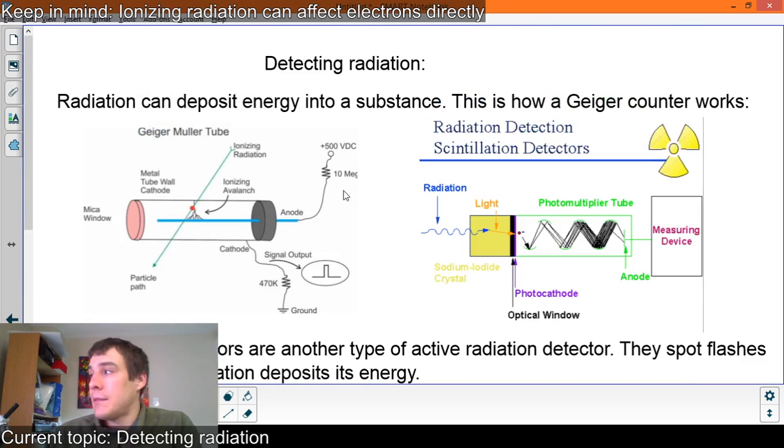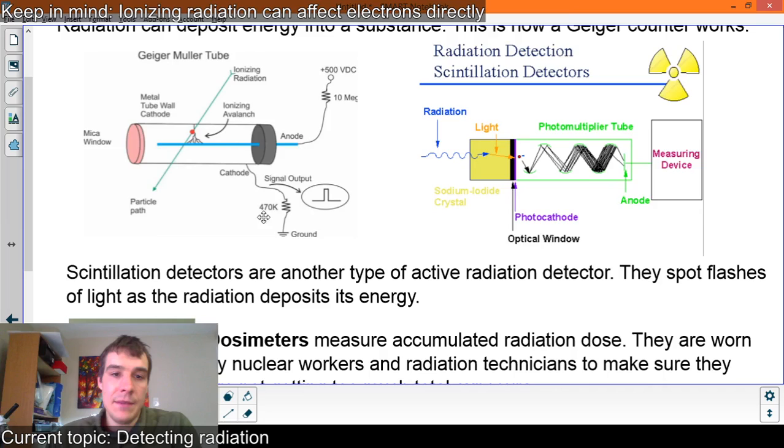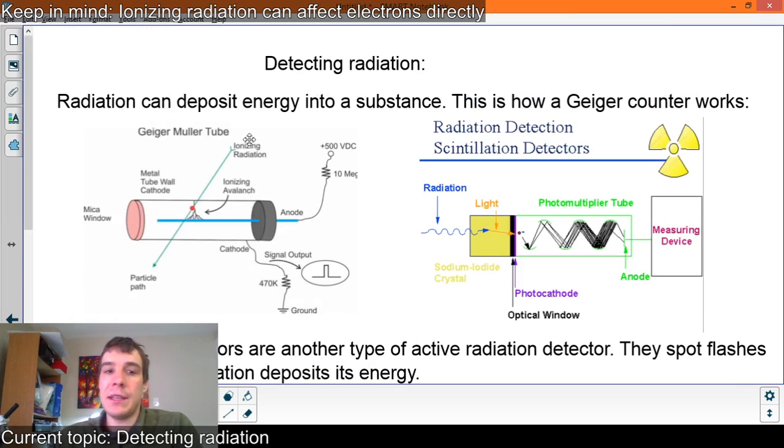So yeah, that's detecting the radiation with dosimeters or active detectors, and they're based on that same principle that the ionizing radiation can knock electrons away from things, and in the process releases energy that we can detect either as the actual electron cascade or just as light.